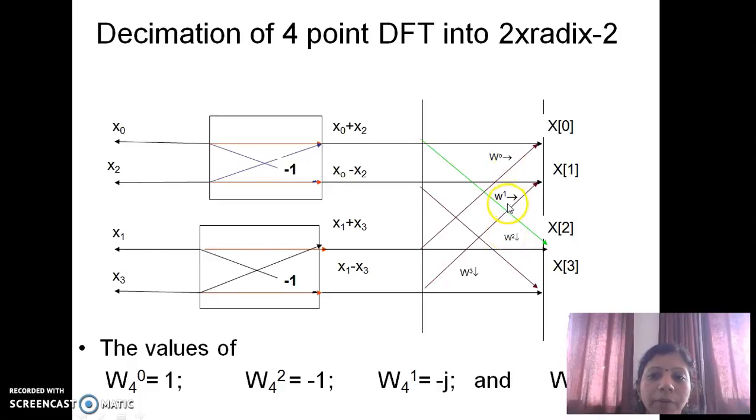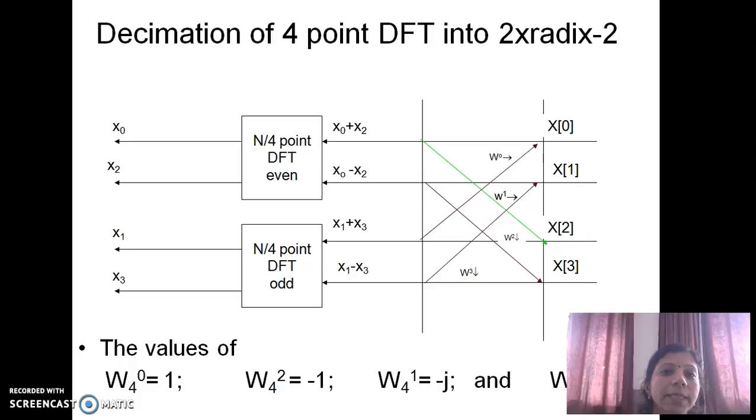We have W raised to 0, W1, W2, W3, which are the multiplication factors, the twiddle factors coming from the formula at these points. And these values for W4 raised to 0, 2, 1 and 3 are as follows. W4 raised to 0 is 1, W4 raised to 2 is minus 1, W4 raised to 1 is minus j, and W4 raised to 3 is plus j. In this way, by multiplication, we have x of 0, 1, 2 and 3, which is not in shuffled order. But at the input, we have the bit-shuffled or bit-reversed order, and there is no bit reversal at the output of the radix-2 DFT FFT algorithm. So this is the block diagram for the radix-2 FFT algorithm.